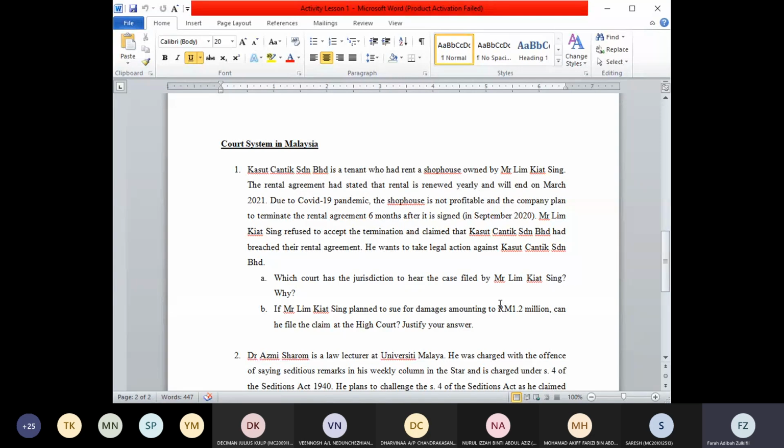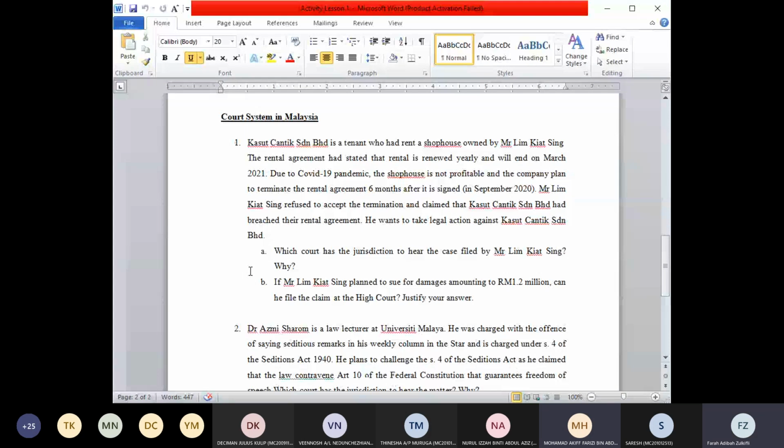For question 1, who wants to try? Miss, if it's okay, I would like to try. Should I read the whole question, Miss? Yes, please. Kasut Cantik Sendirian Berhad is a tenant who had rented a shop house owned by Mr. Lim Kiat Singh, quite a familiar name. The rental agreement stated that the rental is renewed yearly and will end in March 2021. Due to the pandemic, the shop house is not profitable, and the company planned to terminate the rental agreement 6 months after it was signed in September 2020.